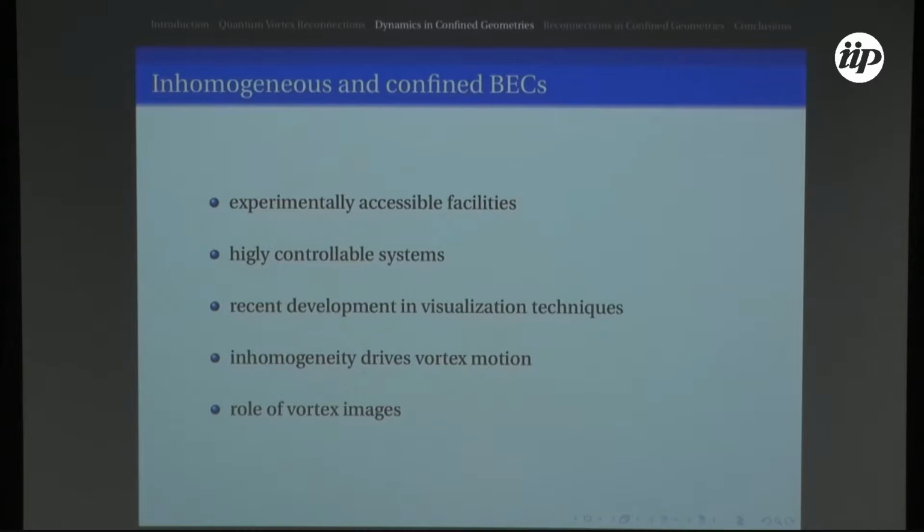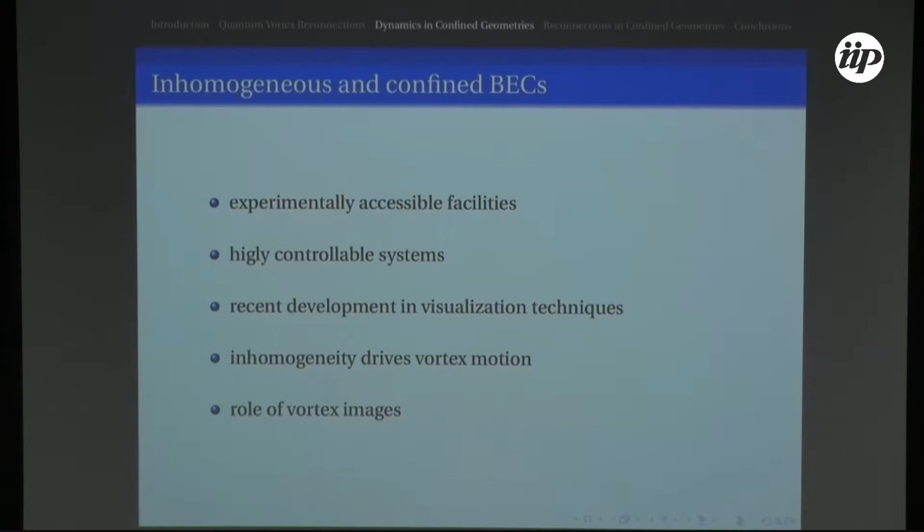Then it's also important to address vortex dynamics in trapped and confined geometries, because when we have a potential which is not constant, like for example harmonic traps, this implies a density gradient, and the density gradient drives the vortex motion. Another important role, which is important to clarify, is the role of images. So the question is, can we understand the motion of a quantum vortex in a confined Bose-Einstein condensate near the boundary like the motion of a classical vortex in, for example, an inviscid Euler fluid? So these are the open questions which, in my modest opinion, are worth investigating.